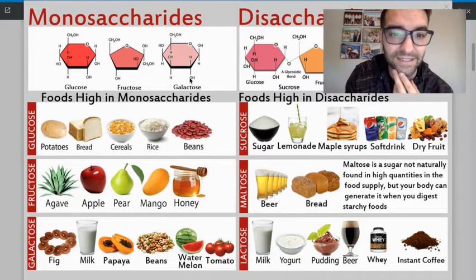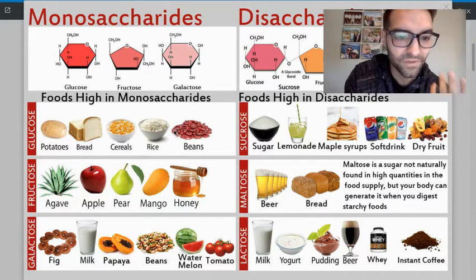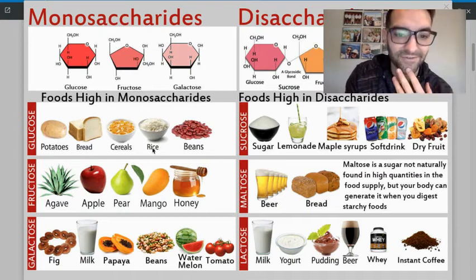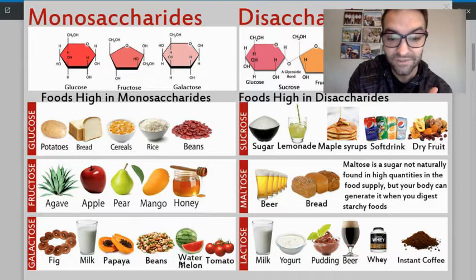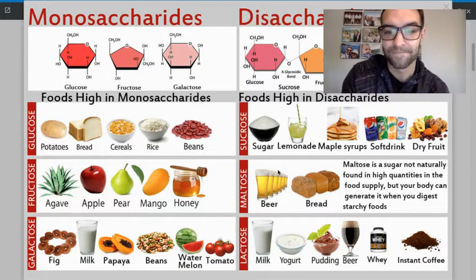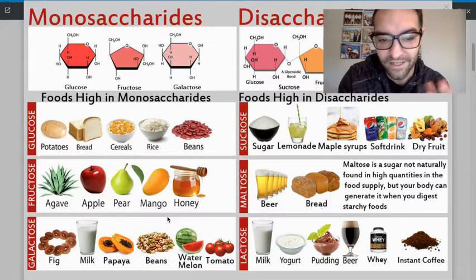And that's pretty important for us. So then, here's some common things where these are found: glucose in potatoes, bread, certain cereals, rice and beans. And then fructose, as you might guess, is more fruit based. So you've got agave and apple and pear and mango, honey. Galactose is in figs, milk, papaya, beans, watermelon, tomatoes. So that's a little summary of the monosaccharides.